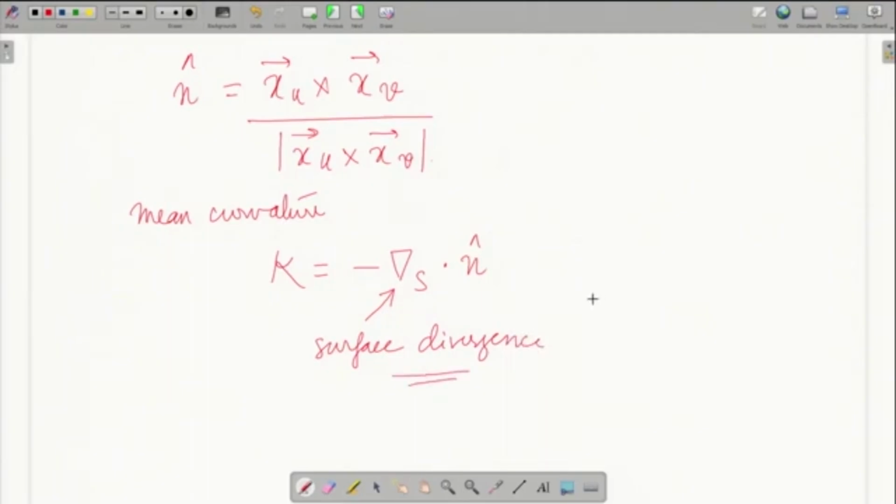So, these are some of the concepts which we will see even in the remaining slides later, and kappa in general can also be defined as the divergence of n as you move away from the surface in the normal direction. So, these concepts will come in handy.